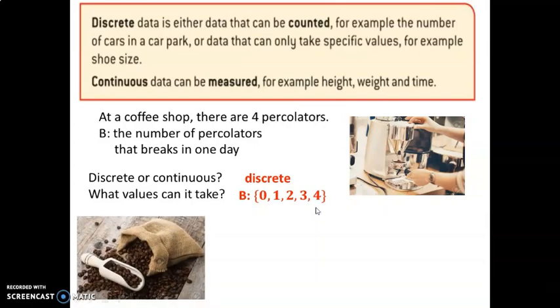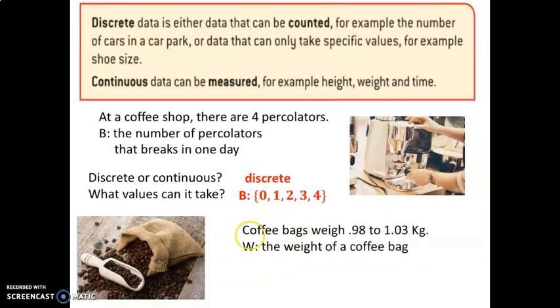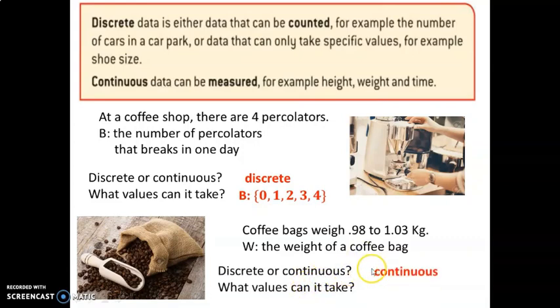All right, let's take the coffee analogy a little bit further. Let's say we know that coffee bags weigh from 0.98 to 1.03 kilograms. Let random variable W represent the weight of a coffee bag. Is this a discrete or continuous variable? Well, W is definitely continuous because the weight can be any number in between these two values. It can be measured.